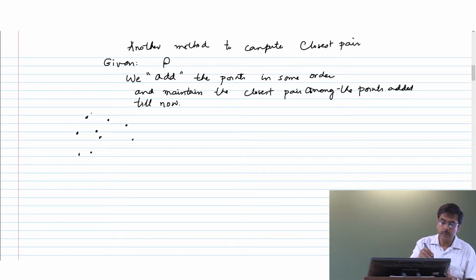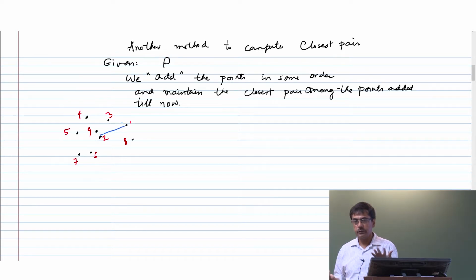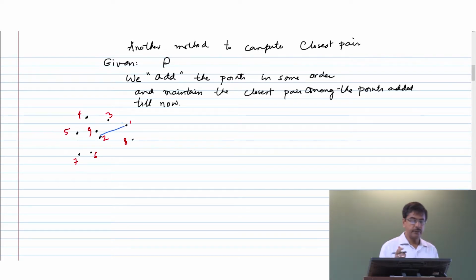I add them in some order, okay. So maybe I add this point and this point and this point. So this is some arbitrary ordering I am choosing right now. These are 9 points. So initially, of course, I don't have any points. So I first start with these first 2 points, right? And the first 2 points define some kind of a distance between them. So among these 2 points, of course, this is the closest pair. There is no other point. The next point I add is 3.